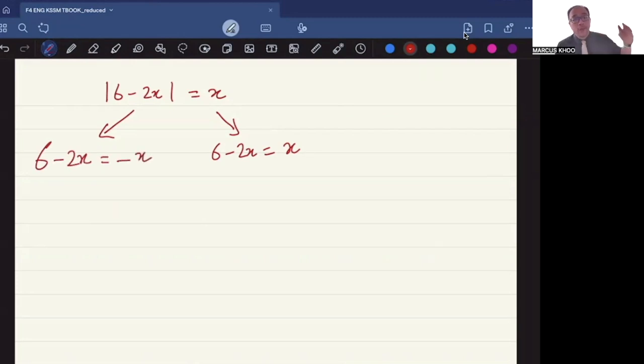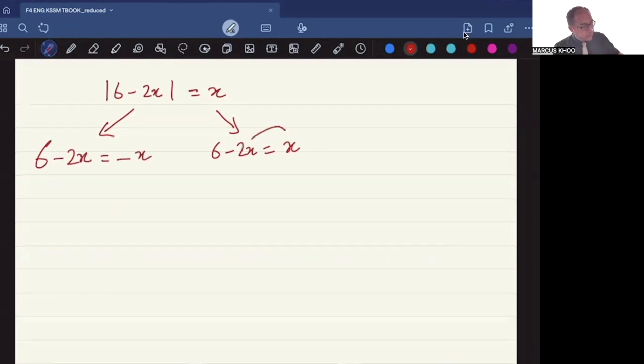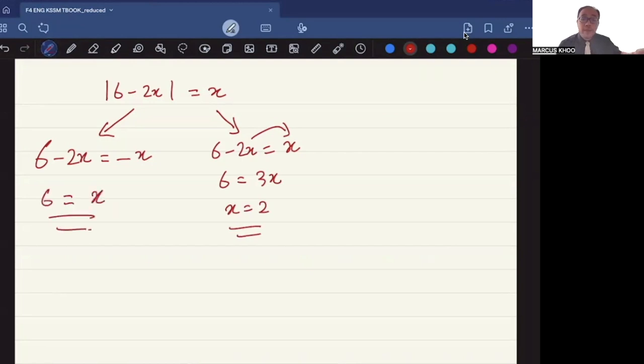So let me move the x over here. 6 equals 3x, so x will give you 2. The other one will be 6 equals x, and this should be our answer because negative x plus 2x is x. So x equals 6. Now why is this question so unusual?